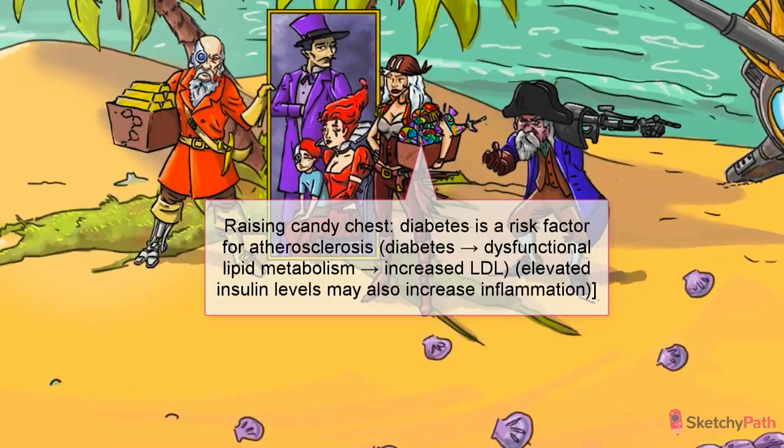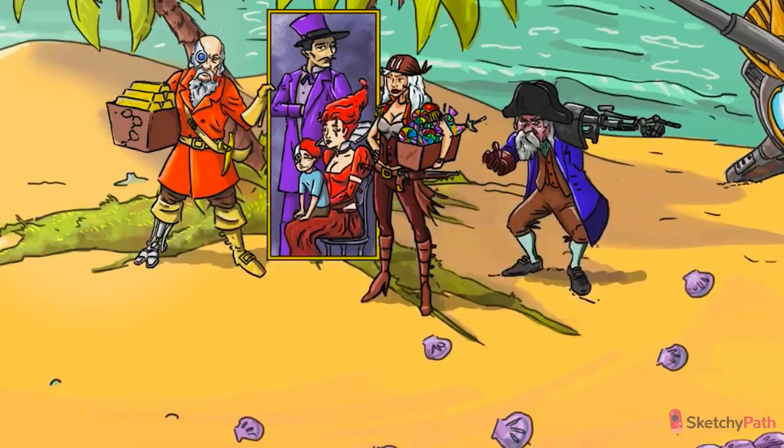treasure chest overloaded with diasweeties. Dysfunctional lipid metabolism in patients with diabetes actually leads to elevated total cholesterol and, more specifically, LDL levels. There's even some evidence that chronically elevated insulin levels may affect cellular signaling pathways that increase inflammation in early atherosclerotic plaques. Just wait. Inflammation is going to play a central role here.